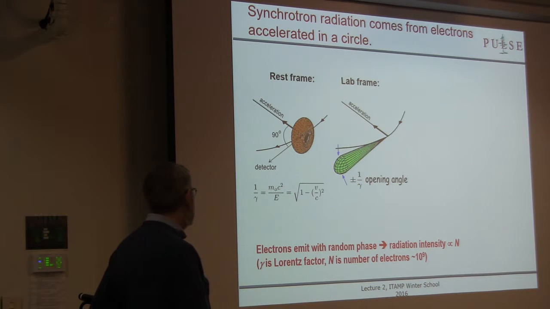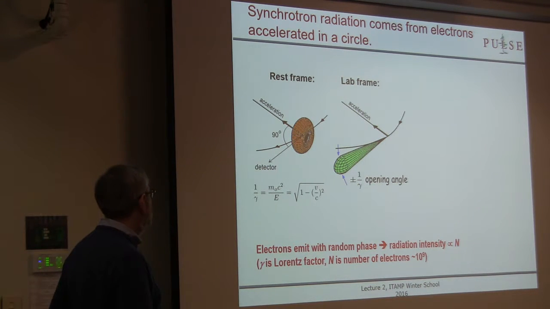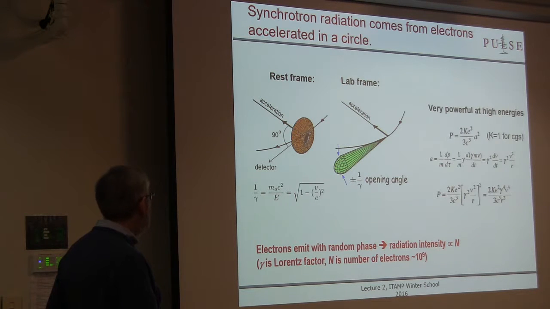That's the relativistic gamma. So if you have a bunch of electrons in such a device, they emit radiation with random phase, and if there are N of them, you then get radiation intensity that goes up like N, and the number N in a bunch can be as high as on the order of 1 billion or so.